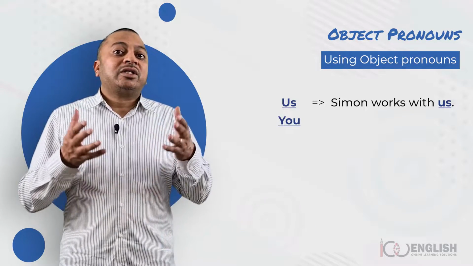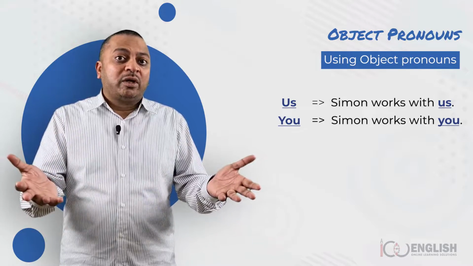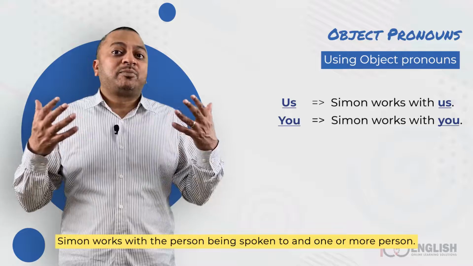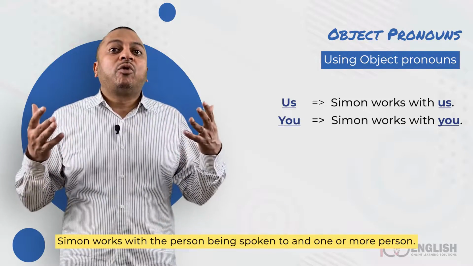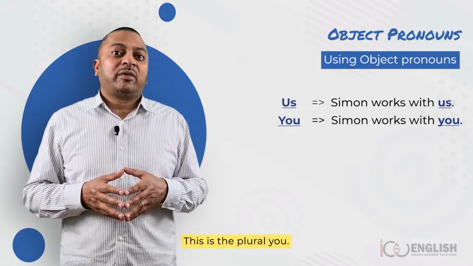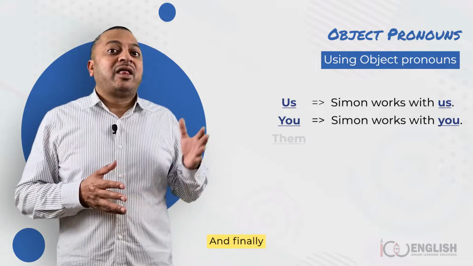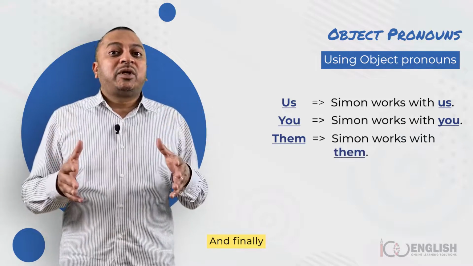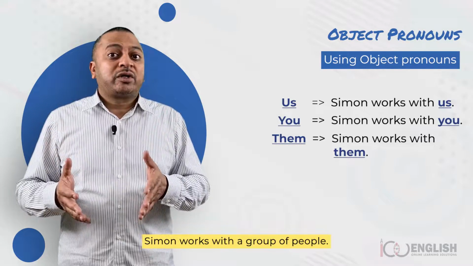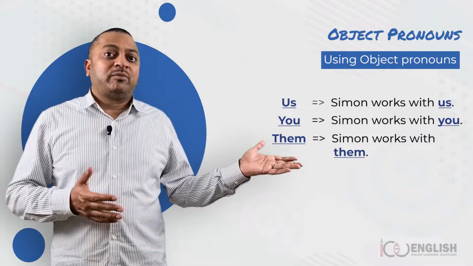You. Simon works with you. Simon works with the person being spoken to and one or more person. This is the plural you. And finally, them. Simon works with them. Simon works with a group of people.